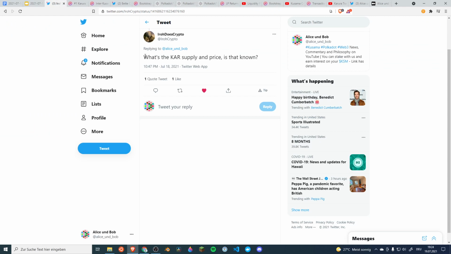One of the questions I got on Twitter is, what is the KAR supply and price? Is that known? So my friend, the KAR supply is 100 million and it's deflationary, but this question is more relevant: what is the price of KAR? At the moment, we do not know because price discovery did not have a chance to happen yet. But this is going to change this week and we are all going to witness it.